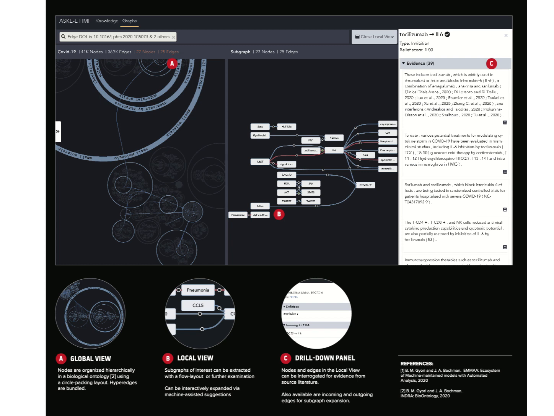Selecting a local node accesses node metadata and neighborhood suggestions to aid subgraph expansion. Neighborhood suggestions are also highlighted in the global view, so biologists can visualize the global connectivity of a local node. Selecting a local edge accesses the underlying supporting evidence extracted from scientific documents. This builds trust in the analysis.